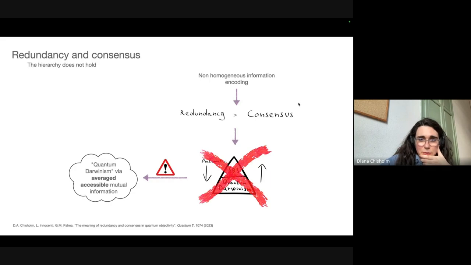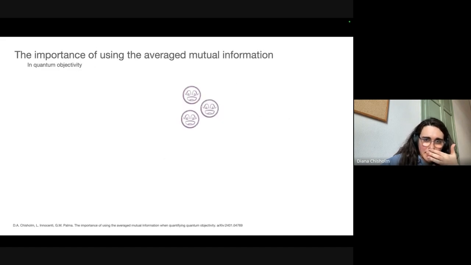So basically this was pretty much the end of the discussion comparing redundancy and consensus. I just have a final slide, which is the thing I mentioned before. Here I want to simply show a slightly different model. On the one hand, this is a slightly different case where, again, you have a numerical difference between redundancy and consensus, and it can tell you something about what we call the importance of using the average mutual information.